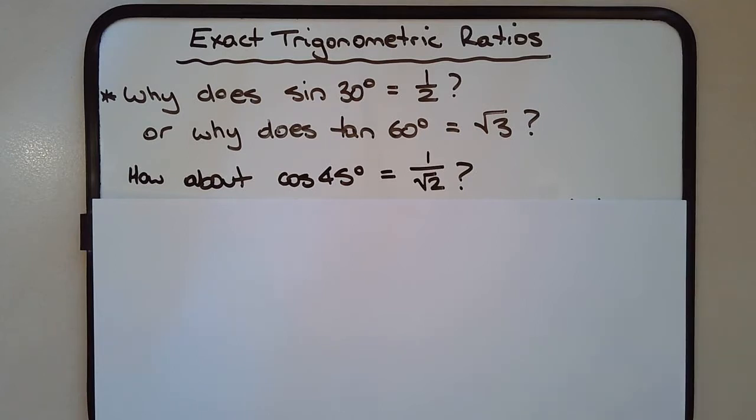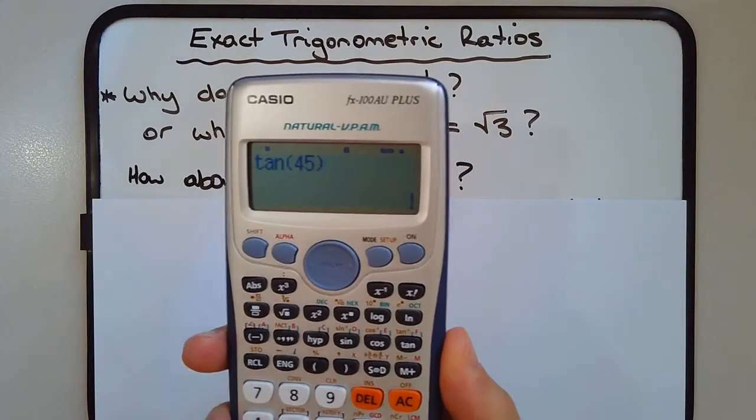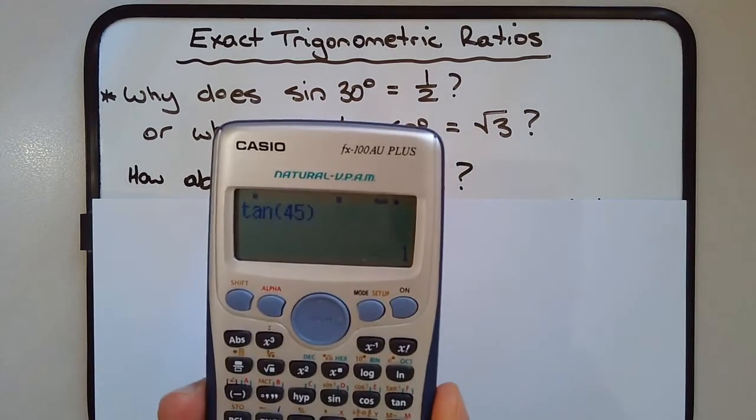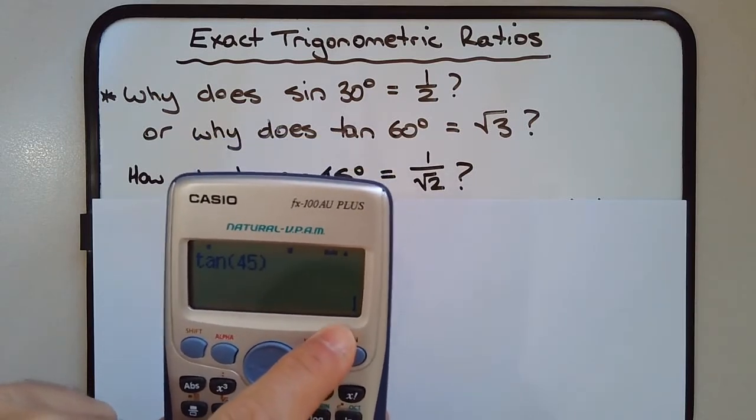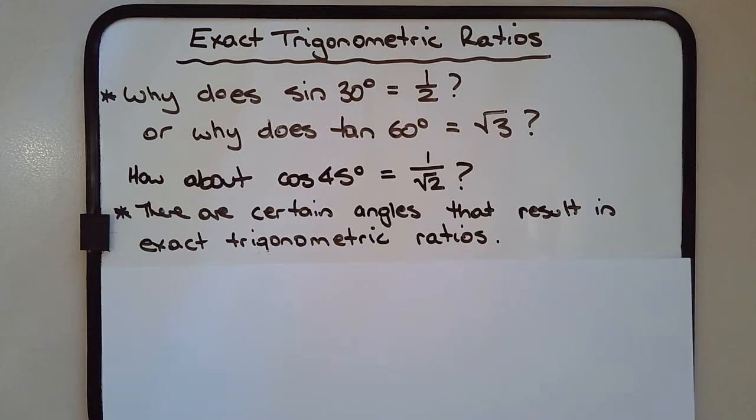In fact, try one other one. For example, let's say tan of 45 degrees. I like this one. 1. Wow, that's a nice ratio. Opposite over adjacent equals 1. What kind of a triangle has that? Where the opposite side and the adjacent side, you divide one by the other, you get 1. What does that tell you about the opposite side and the adjacent side of that particular triangle? Anyways, we'll look at that later on. So there are certain angles that result in exact trigonometric ratios.